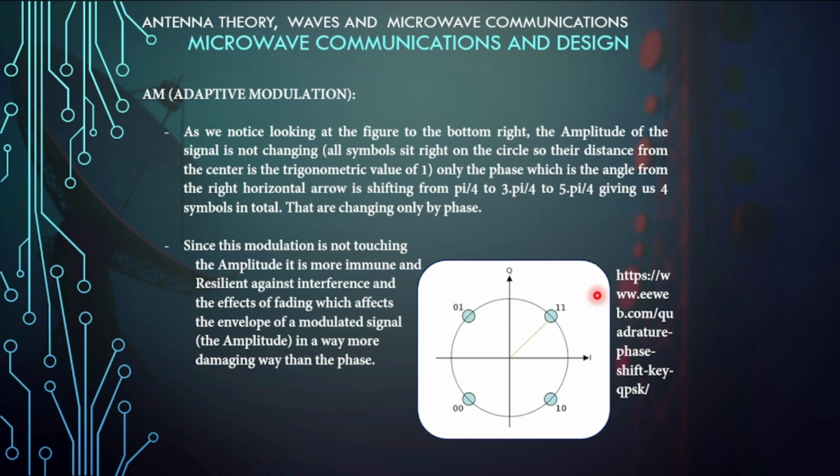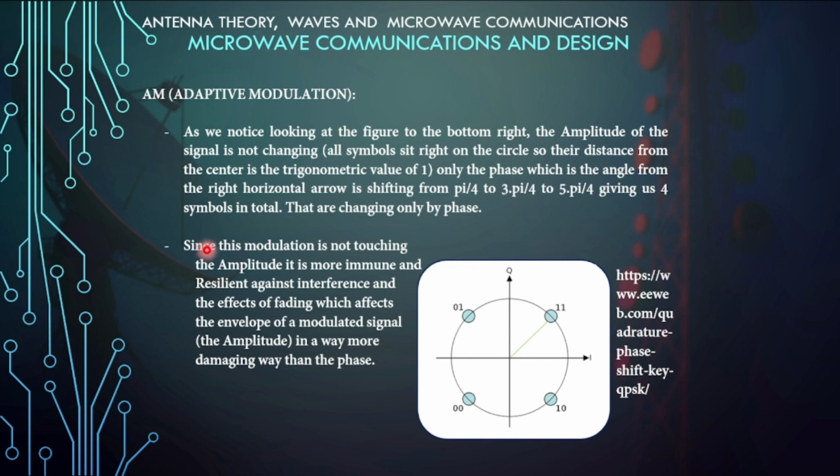You see here you have 4 symbols. This is the first symbol at pi over 4, which is 45 degrees from the original axis. As we notice looking at the figure to the bottom right, the amplitude of the signal is never touched because we're encoding the symbols by using only the phase changes, the angular changes without the amplitude. Alright, so we have 4 shifts. You have pi over 4, 3 pi over 4, 5 pi over 4, 7 pi over 4.